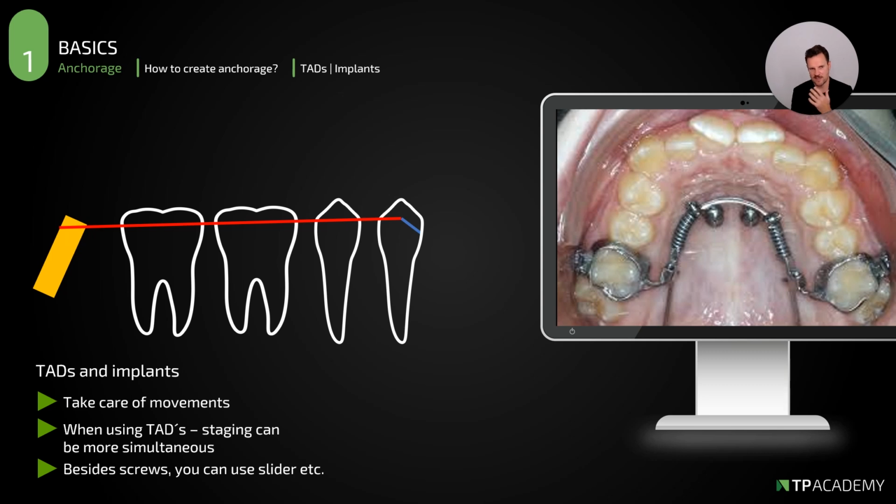For some movements, we definitely need auxiliary techniques. When it comes to mesialization, it's really not easy to do bodily movement. It could be much easier and better if we have a better anchorage system, if we can do these movements more simultaneously, or more bodily. If we use sliders, this is much easier and we can guarantee much better that we have bodily movements. So there are still some movements in aligner orthodontics that are not 100% predictable, but we can help ourselves if we use auxiliaries.